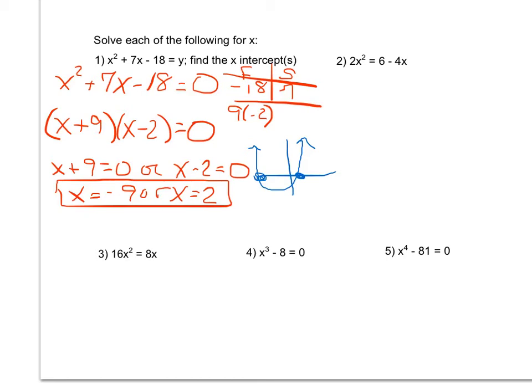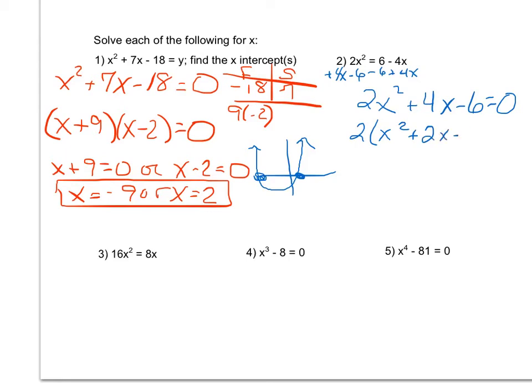So to get it in standard form, I'm going to add 4x and subtract 6. I would prefer to not have my quadratic term negative. It gets weird to factor when it's negative. So I will move everything over to the left, and it will then be equal to 0. I notice I have a GCF of 2, so I'll take that out, giving me x squared plus 2x minus 3 equals 0.